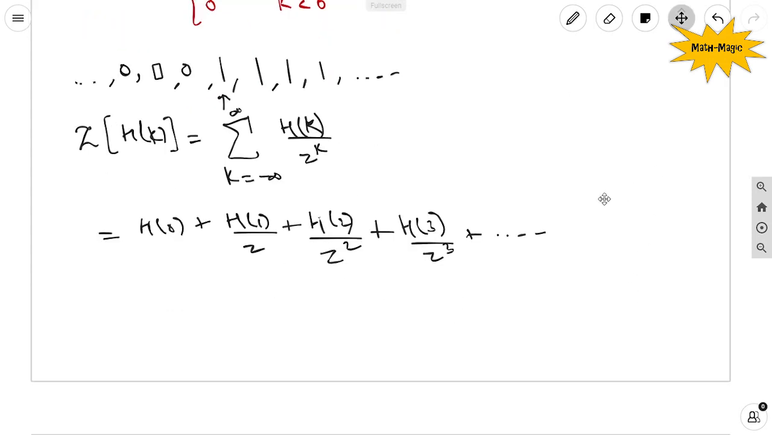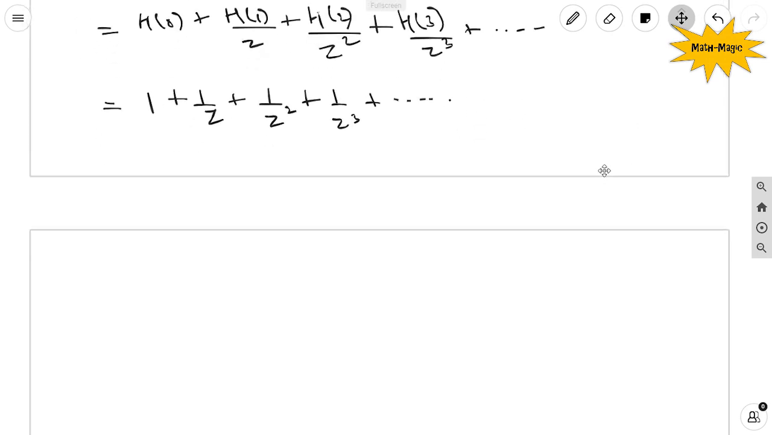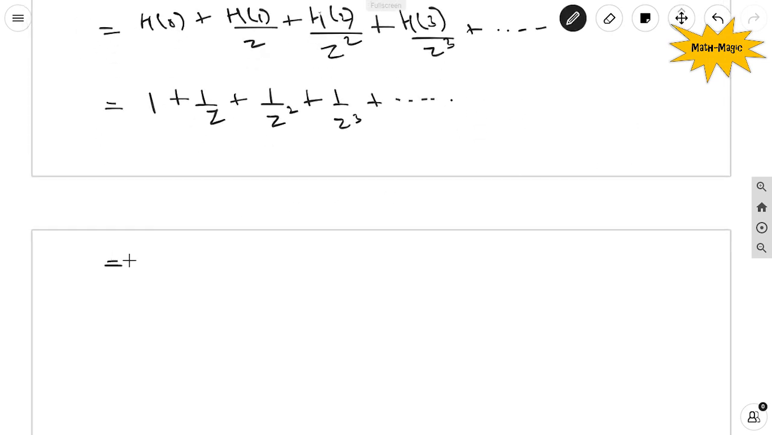So we know that h of 0, h of 1, h of 2, h of 3 and all are 1. So we get 1 plus 1 by z plus 1 by z square plus 1 by z cube plus and so on. So this is again one of the standard forms. We can just write it in a nice form so that it's easy to identify the structure.